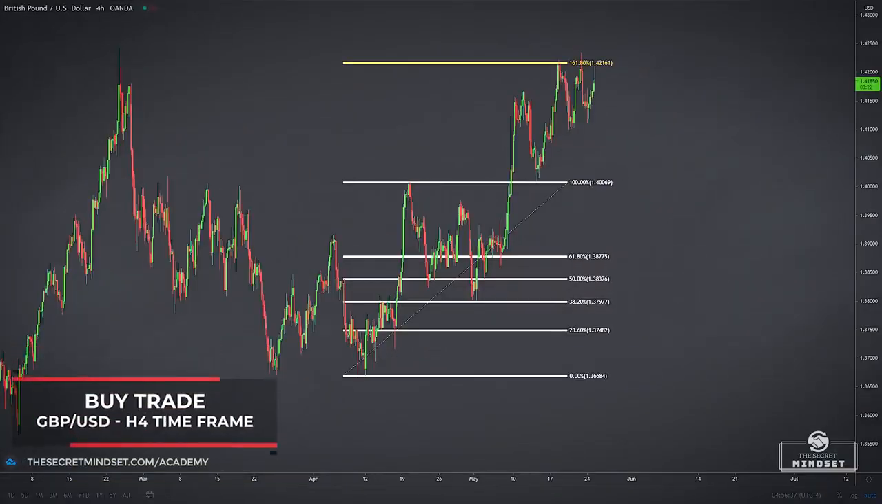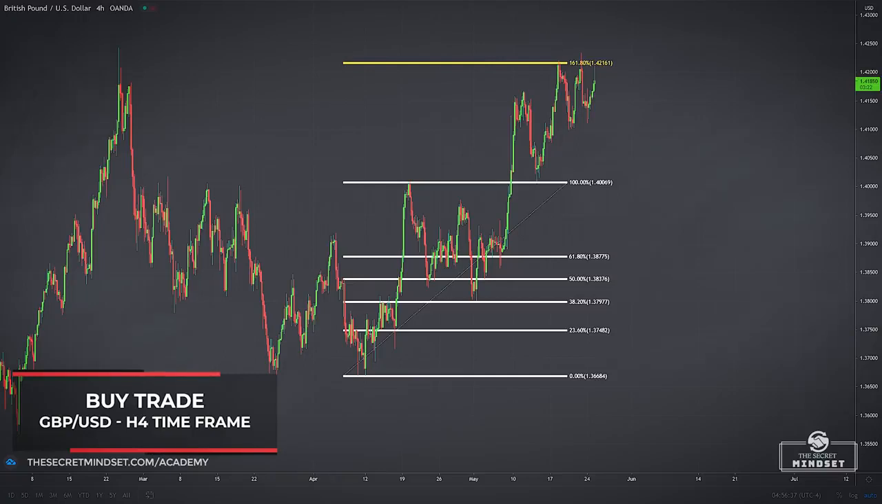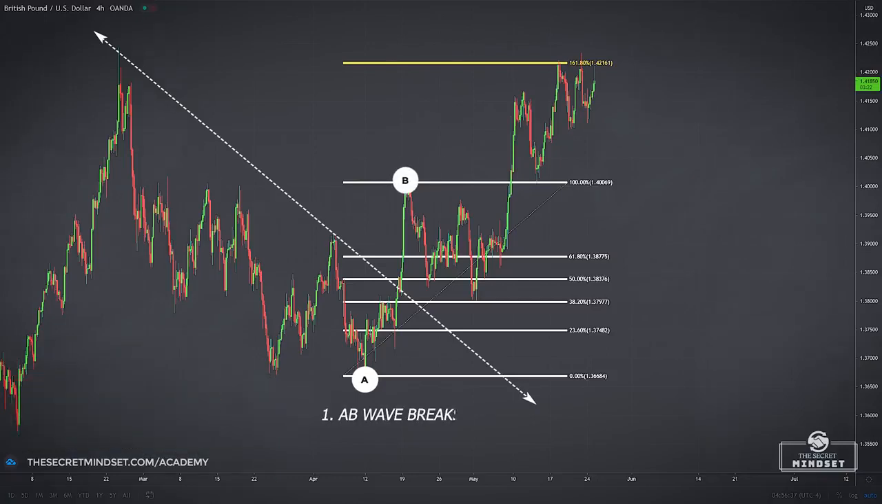Here we have the setup on the pound dollar on the 4-hour time frame. We have a clear trendline breakout. Point A is the lowest point in the chart, starting the AB wave. Also, the AB wave breaks the trend line. Point B indicates a possible bullish trend. A possible because we don't know yet. The price may reverse in the opposite direction.